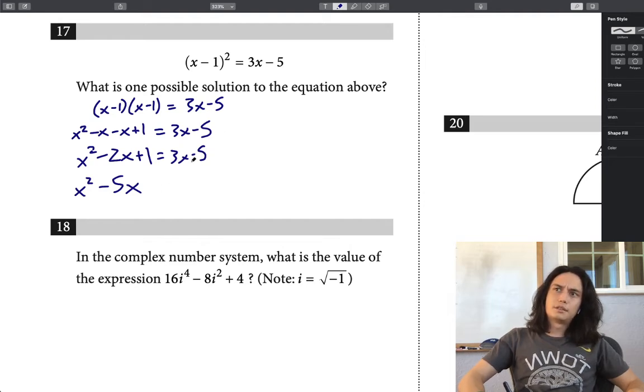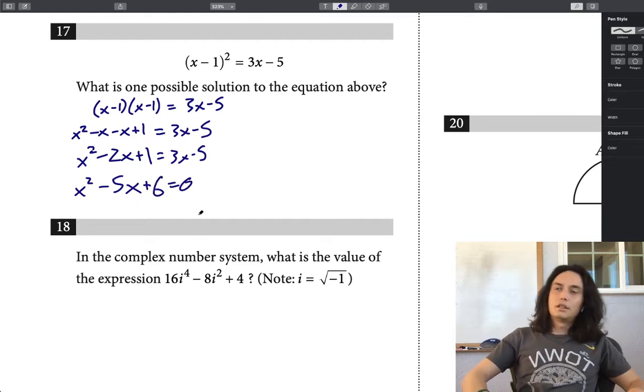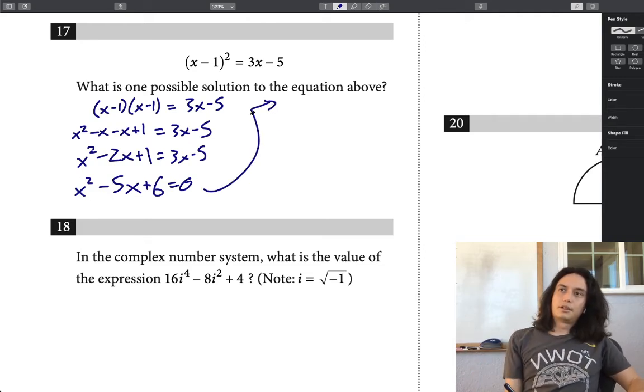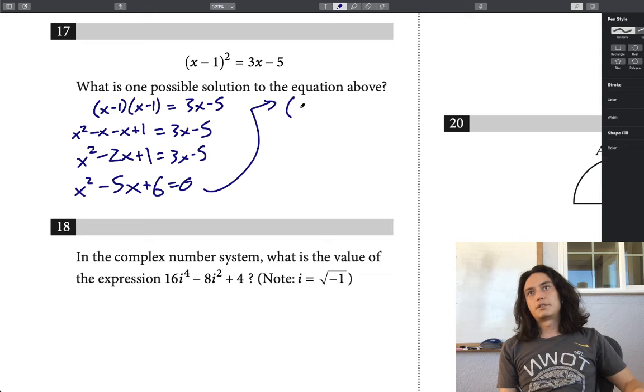Add 5 to both sides. Plus 5. Positive 1 plus 5, that's plus 6 equals 0. I literally recognize this because of the number of times I've had to use this example. But this factors into (x minus 2)(x minus 3).